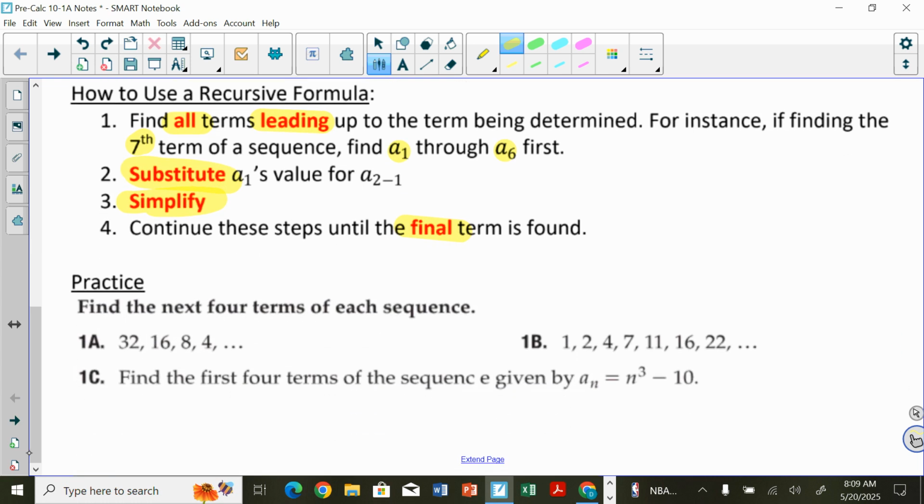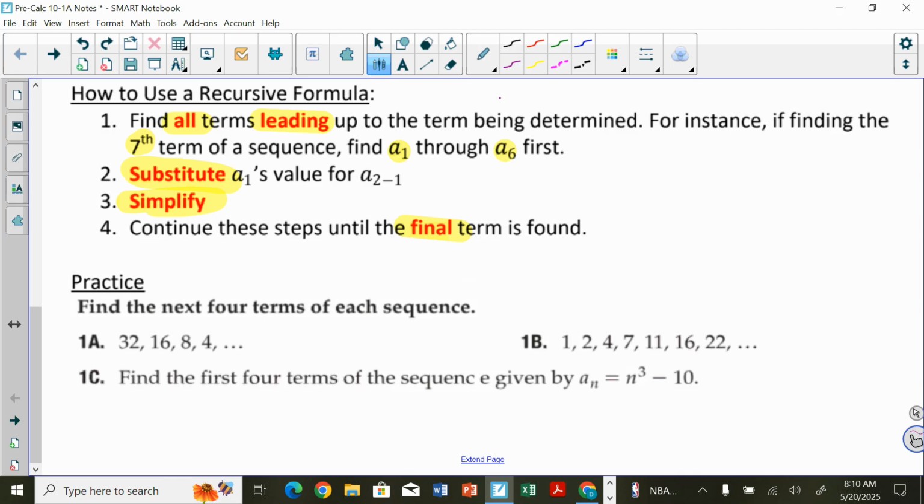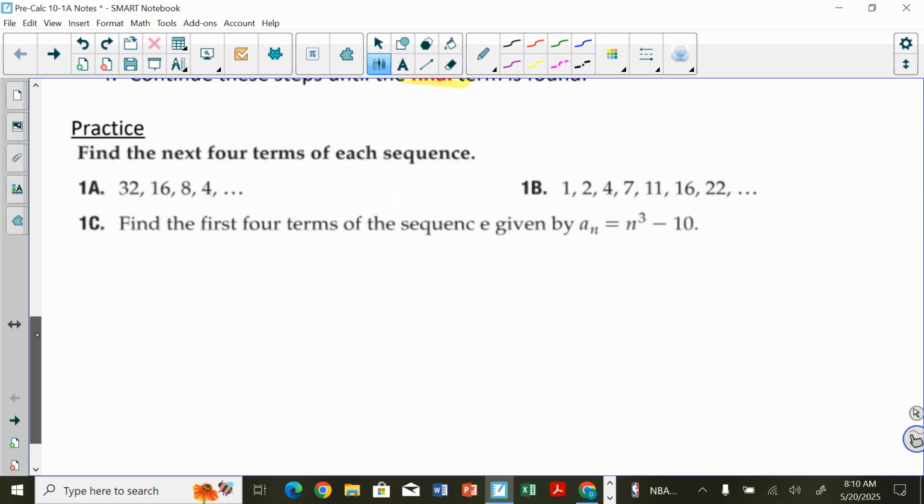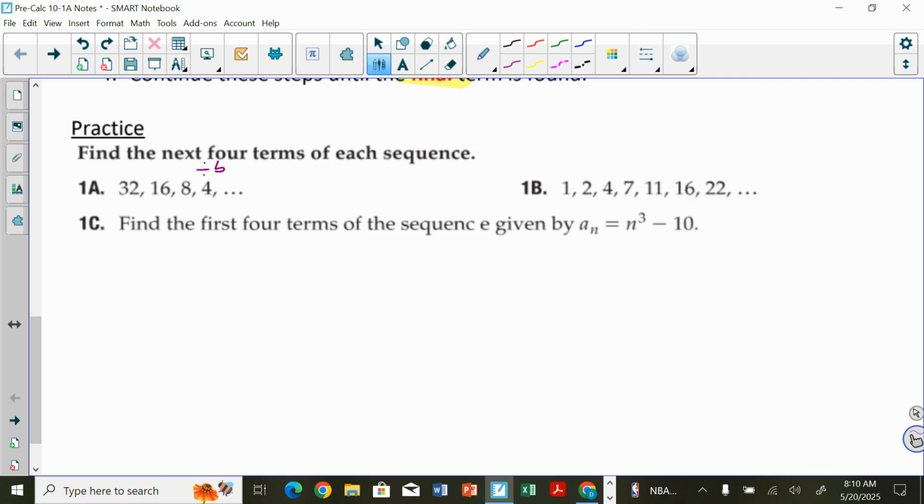All right, so the first one's pretty simple. Let's just look at finding the next four terms of a sequence to find out what's happening in these sequences. This first one here: 32, 16, 8, and 4. We can see that every term is being divided by 2. So the next four would be 4 divided by 2 is 2, 2 divided by 2 is 1, 1 divided by 2 is 1/2, and then 1/2 divided by 2 would be 1/4. So, just finding the next 4.